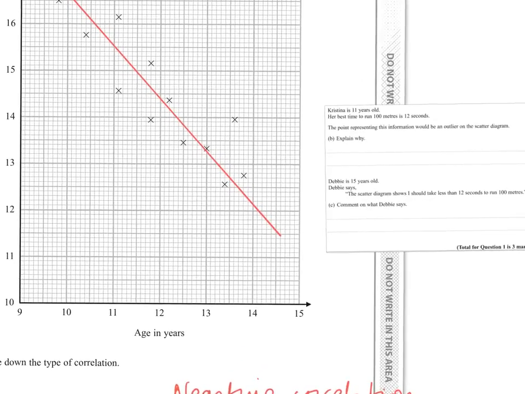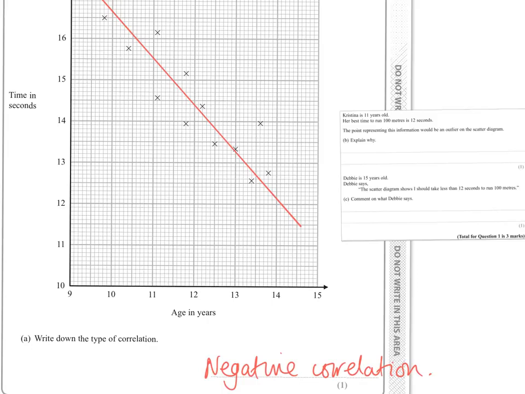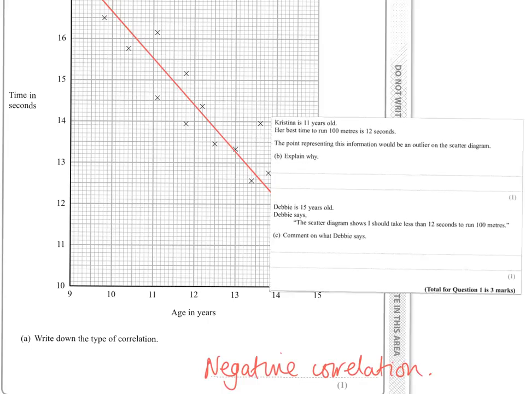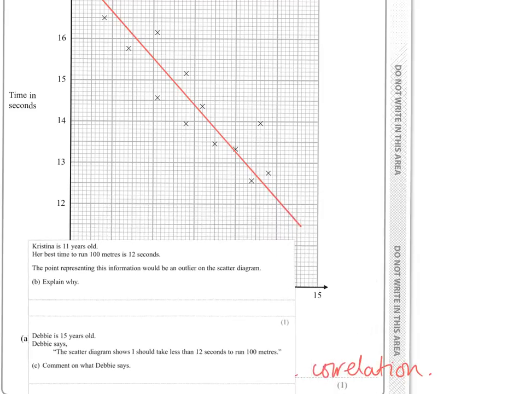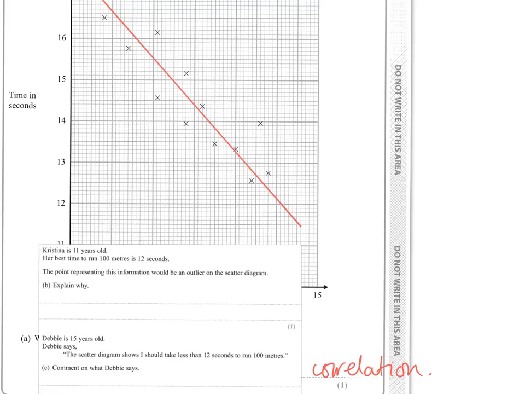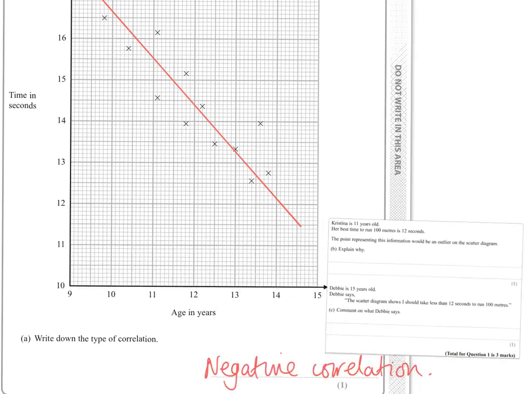Now, for part B, it says Christina is 11 years old. Her best time to run 100 meters is 12 seconds. The point representing this information would be an outlier on the scatter diagram. Explain why. Well, let's put it on first. So she's 11 years old. Let's do this in blue. Take the ruler away. And she runs it in 12 seconds. So we've gone 11 and 12. So our point's going to be here.